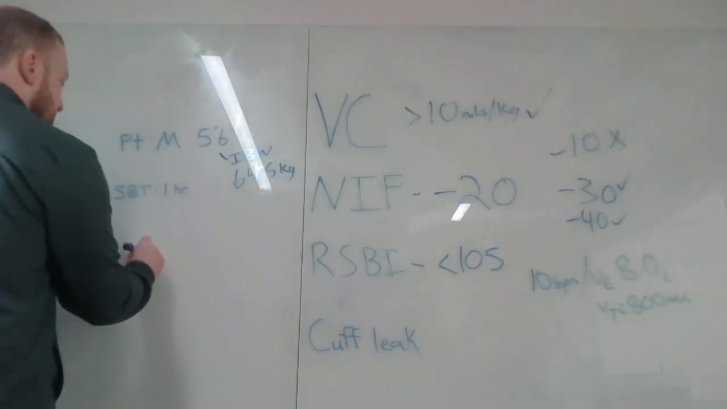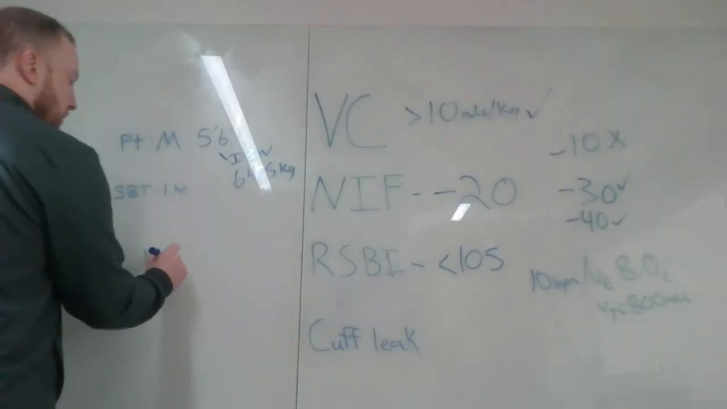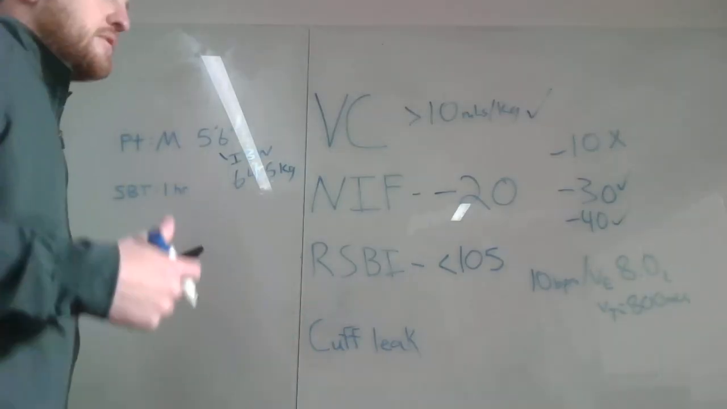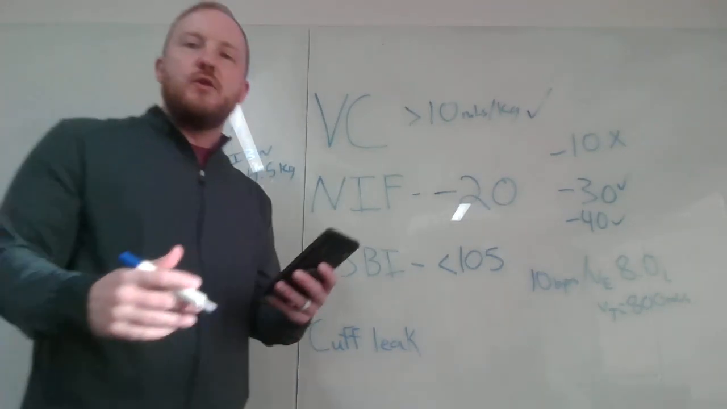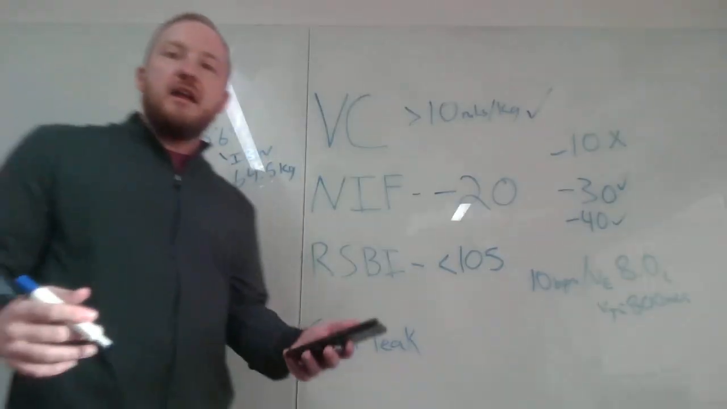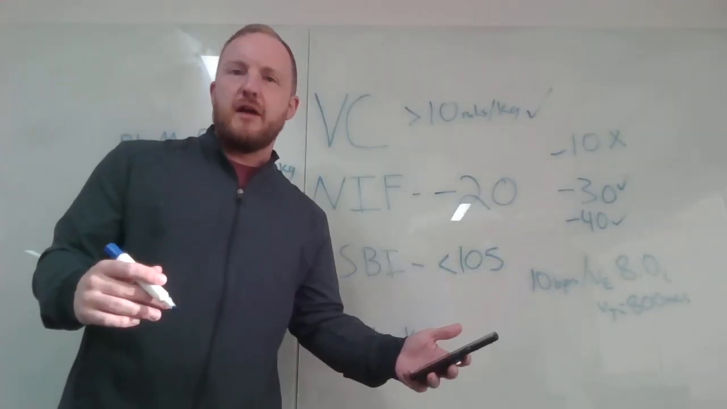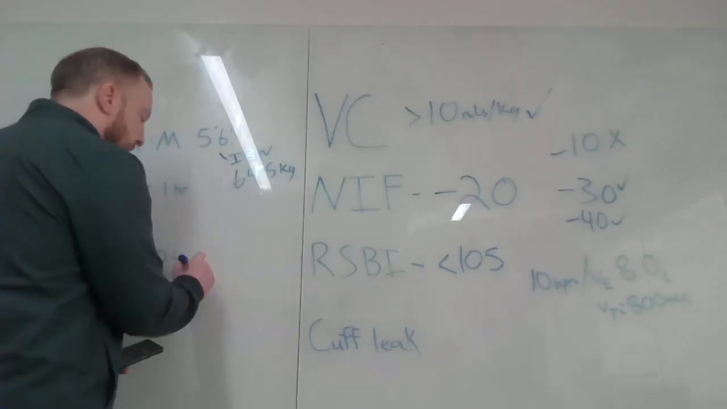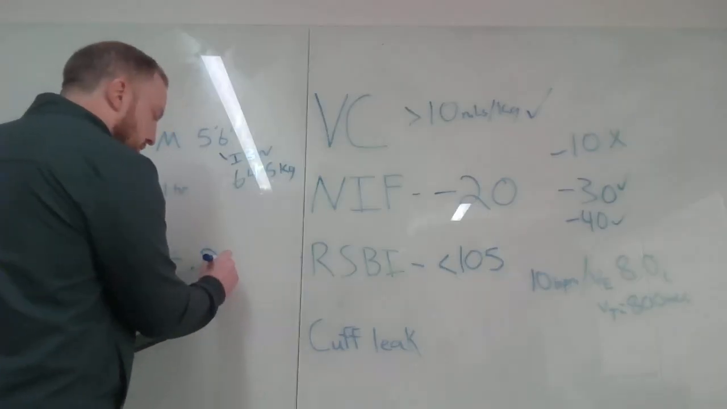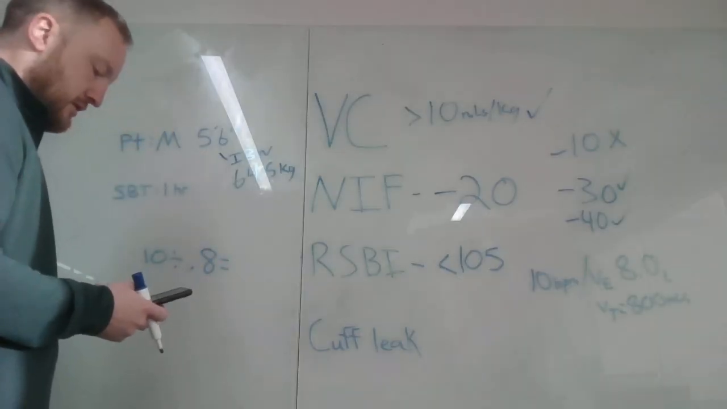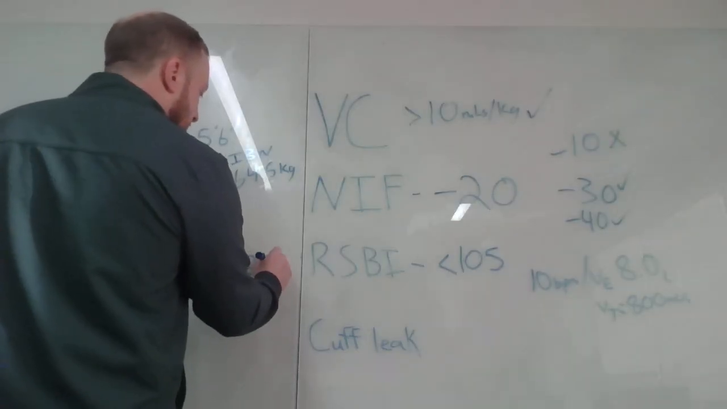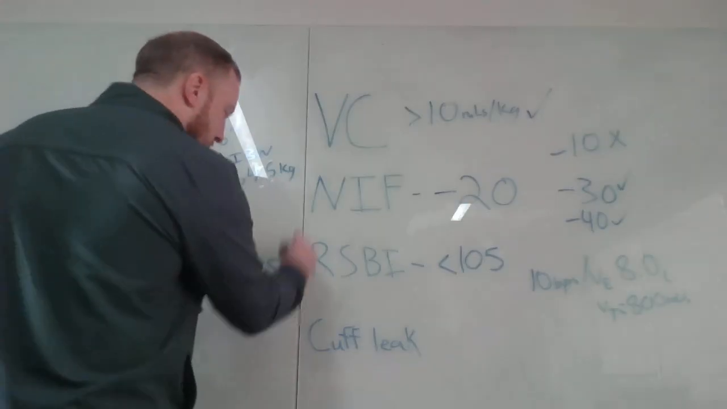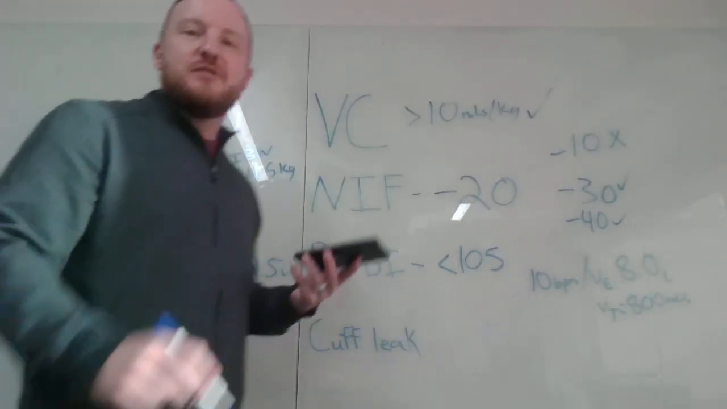So let's do the formula, right? Rapid. How fast is he breathing? 10 breaths. Shallow. Depth. 800. Now this is the key here: we have to convert this into liters, right? We can't just do 10 divided by 800. That's going to give us a point something, right? So let's convert it. Let's do 10 divided by 0.8 from our tidal volume, and that gives us an RSBI of 12 and a half. And we're happy with that, right? It's less than 105.